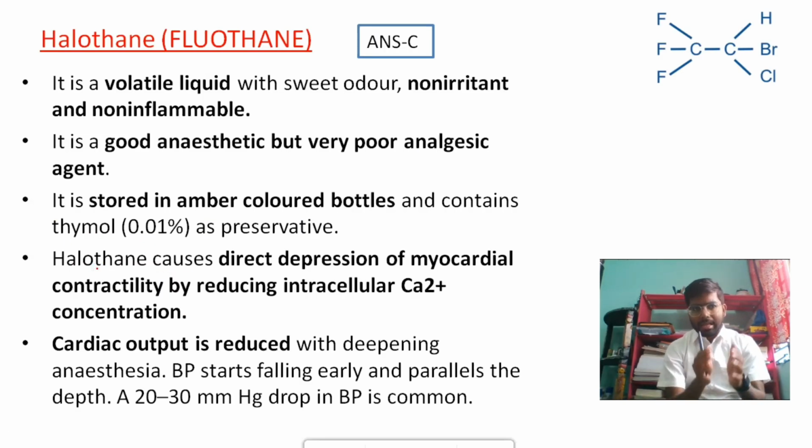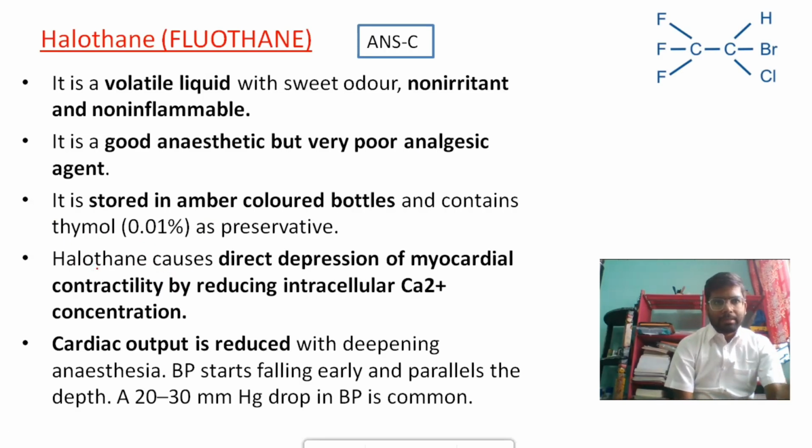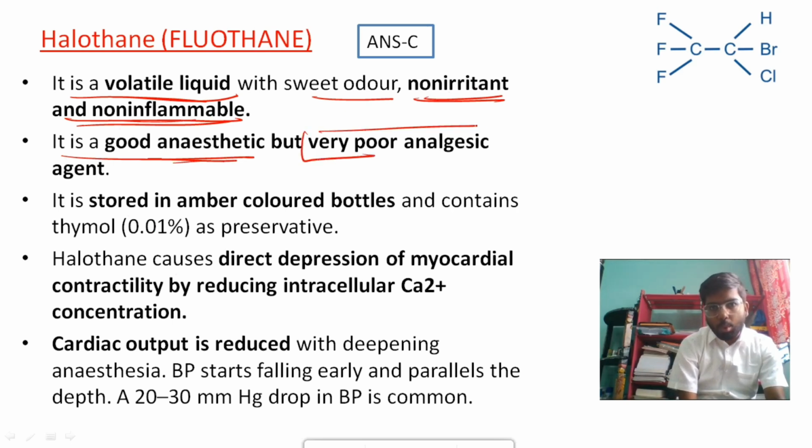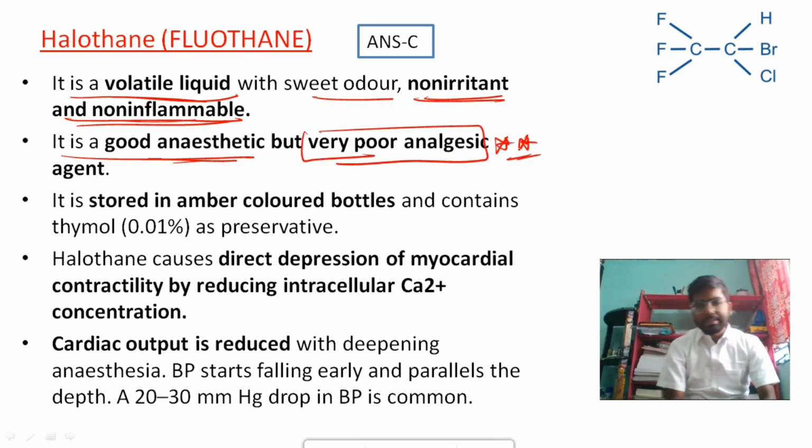Let's understand about halothane in some detail. See, halothane is a volatile liquid with sweet odor. It's non-irritant and non-inflammable. That is the major advantage of halothane. It is a good anesthetic drug but very poor analgesic action. It does possess very low analgesic action, but it's a good anesthetic drug. Okay. It is stored in amber color bottles.